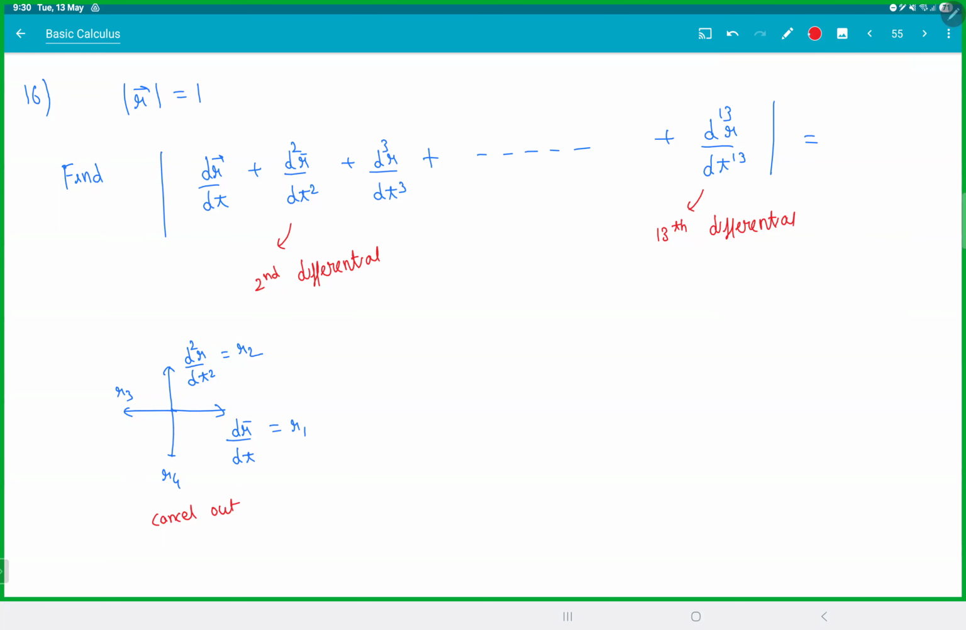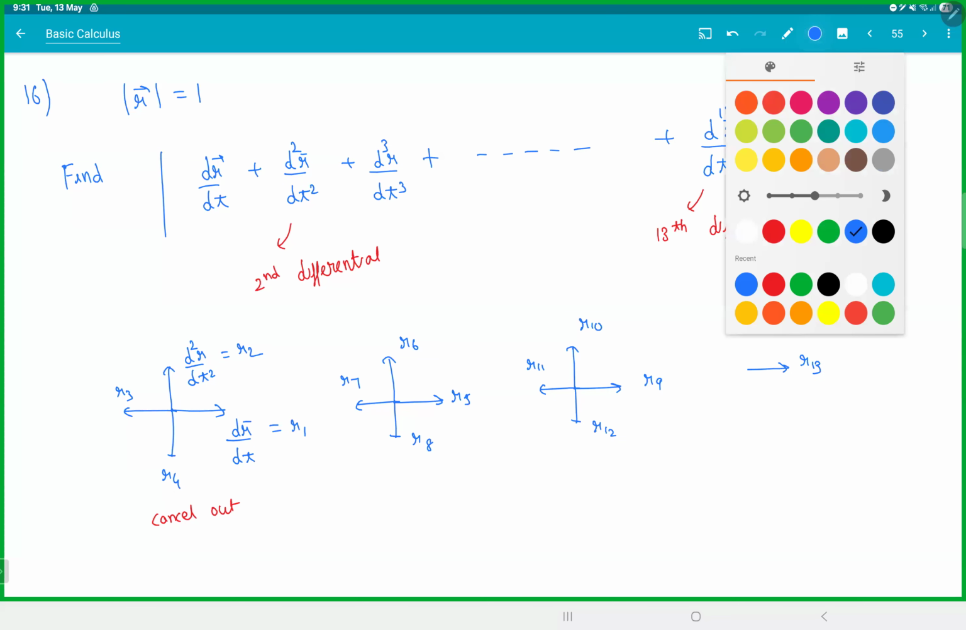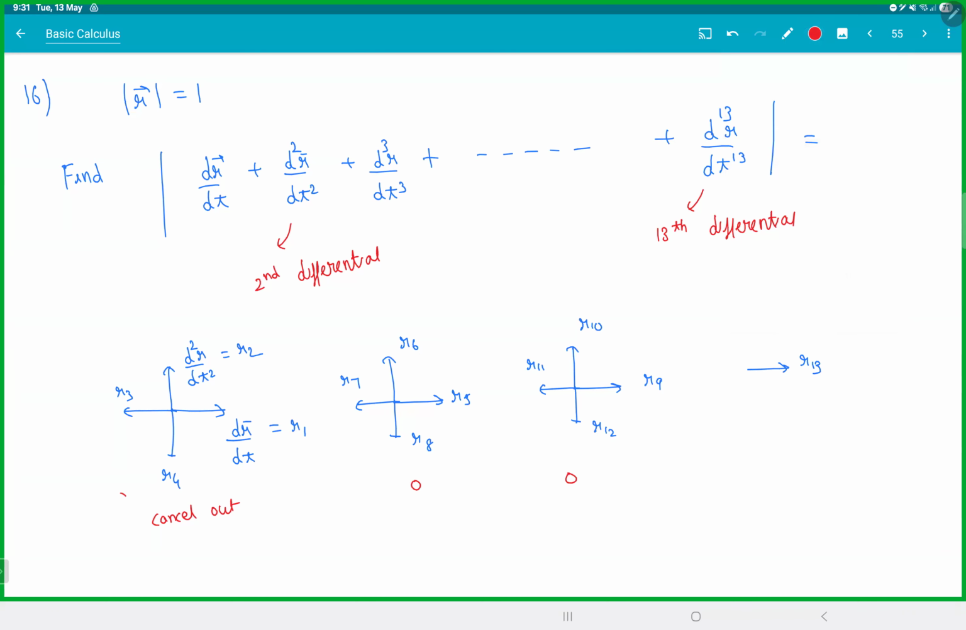Then we will take r5, the fifth differential, 6th, 7th, and 8th differential. These also will cancel out. r9, r10, r11, r12 also will cancel out. The only one left is r13. So this is 0, this is 0, this is 0, and this guy's magnitude is 1. So what is the answer for this one? Understood? Yes. Every time you differentiate, it becomes perpendicular, so a set of 4 vectors will cancel out. Any doubts on this?